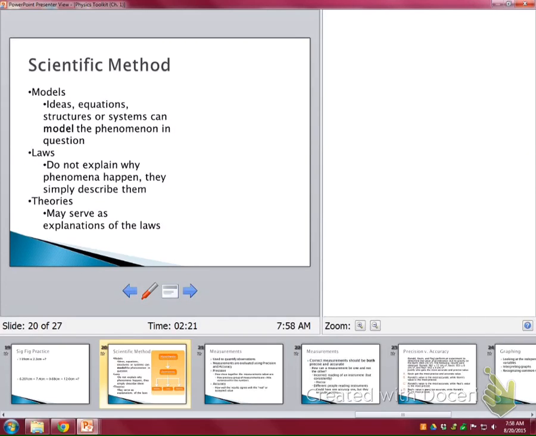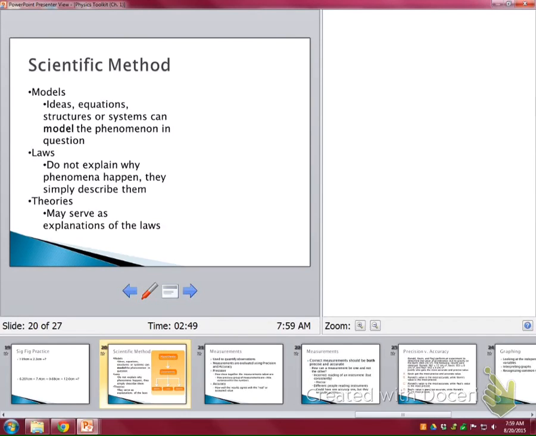Okay, laws, on the other hand, don't necessarily explain why or give reasoning, but they most of the time describe these phenomena we see in nature, okay? They are very, very well tested. They have pretty much been proven completely true, right? They haven't been proven false yet. How many laws does Newton have? 3. Yep, we're going to learn about all 3 of those.